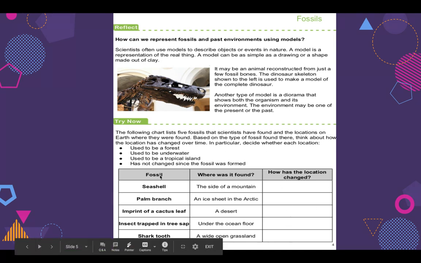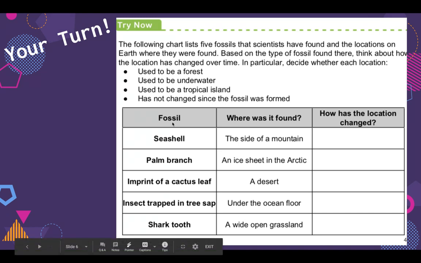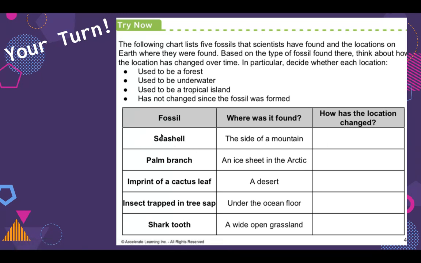So right here, it shows you the fossil, and let's go to the bigger picture of this. Okay, so the fossil, it shows you right here. Then we have where was it found, and then how do we think the location has changed? So if we found a seashell on the side of the mountain, do you think that maybe this area used to be a forest, used to be underwater, used to be a tropical island, or has not changed since the fossil was formed? Well, when we think about a seashell, we don't usually find those on the side of a mountain.